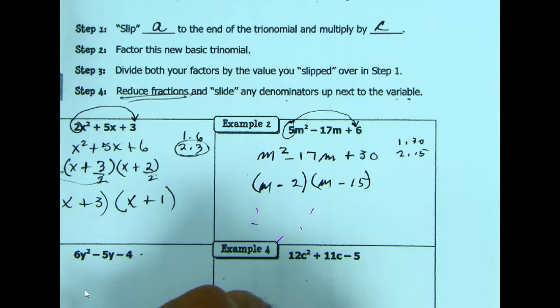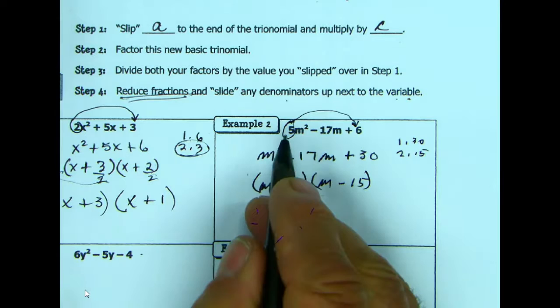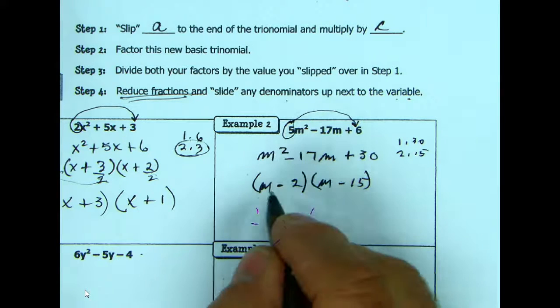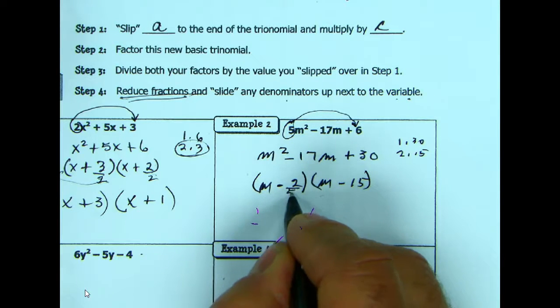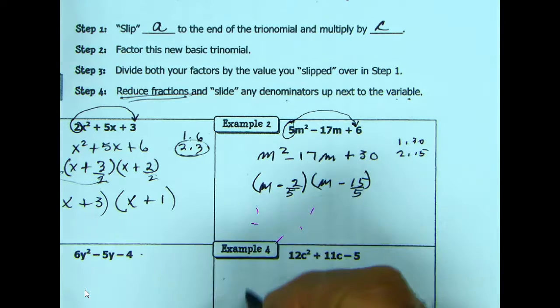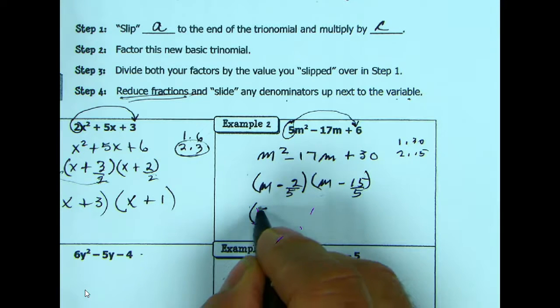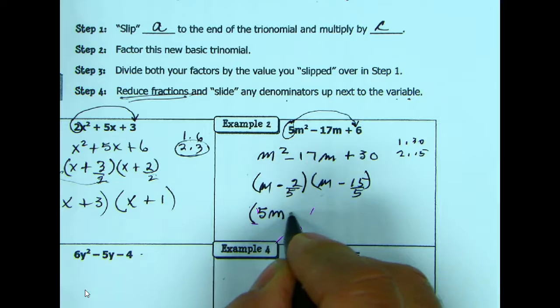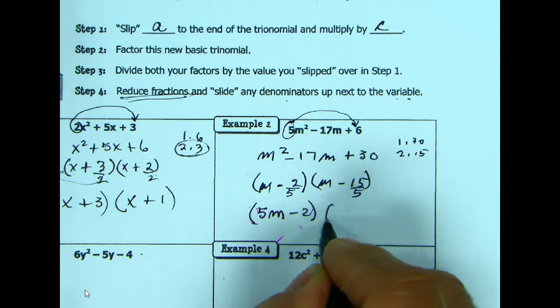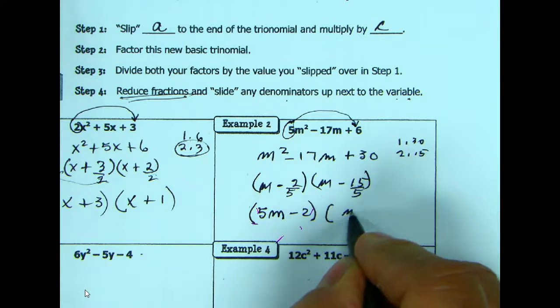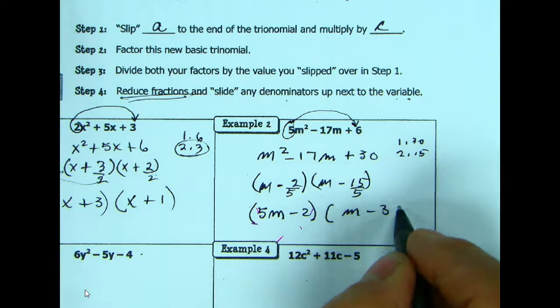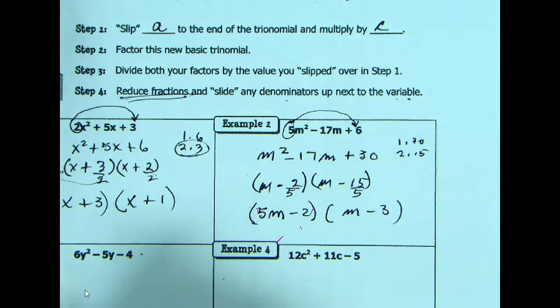Now, next step. Take a that we slid to the other end and divide it by the factor here. So that's 5. That's 5. So this is going to be 5m minus 2. And this is going to be m minus 3, because we reduce 15 over 5, it's 3. Everybody see that? All right, let's look at another one.